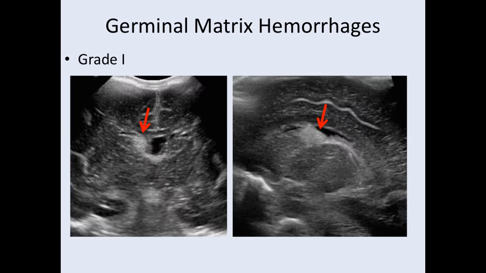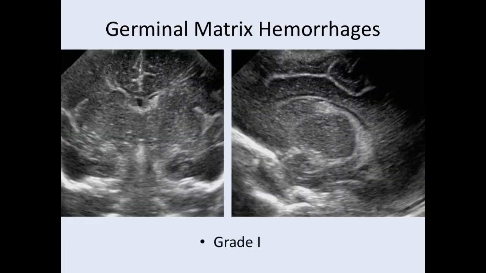So a few examples of these hemorrhages. This is a classic grade 1 hemorrhage. You can see the arrows on the coronal and sagittal images pointing to abnormal focal echogenic material that's in the caudothalamic groove, and that's basically a grade 1 hemorrhage. There was no other hemorrhage anywhere else to give it a higher grade.